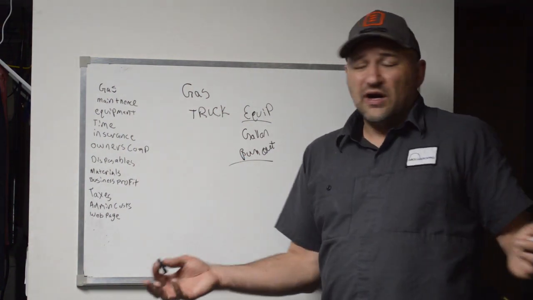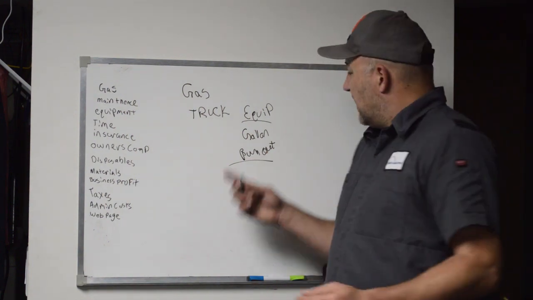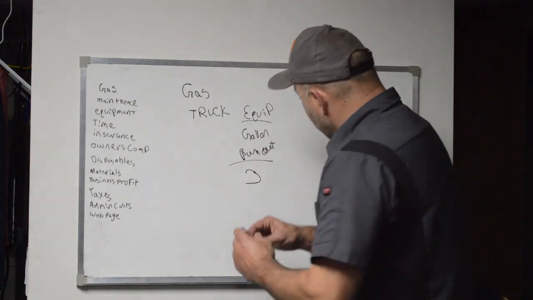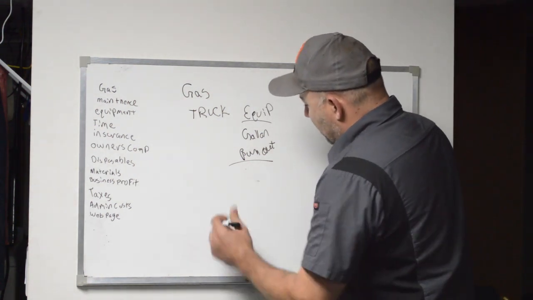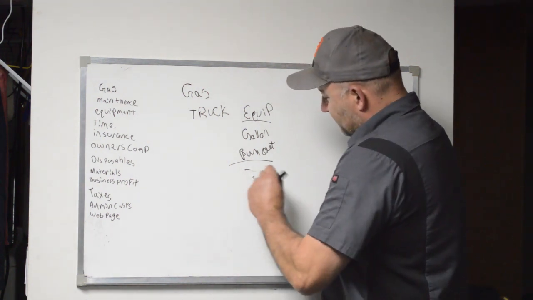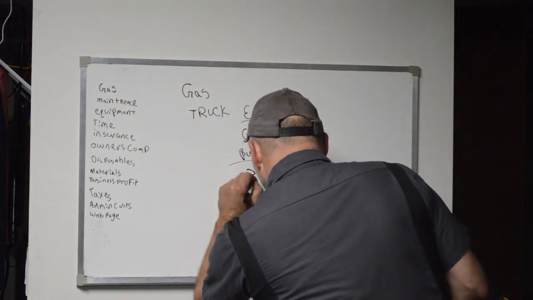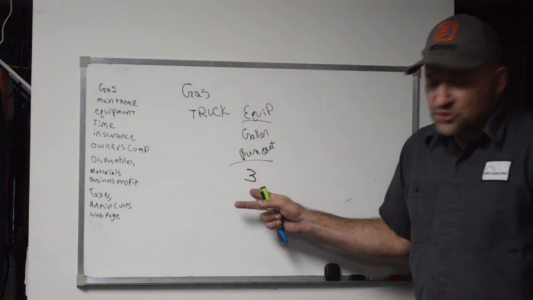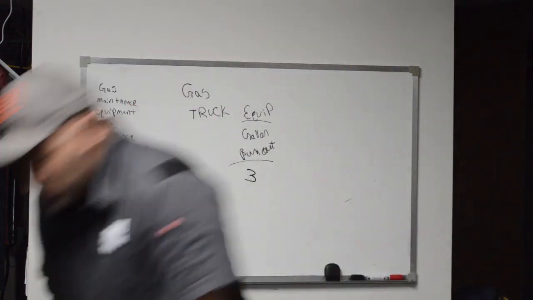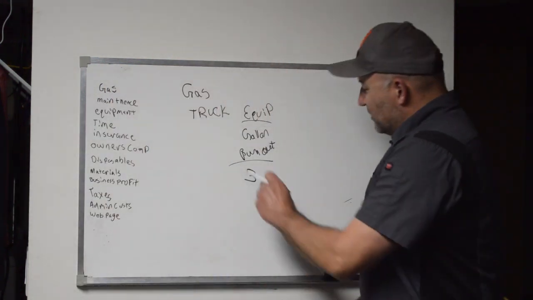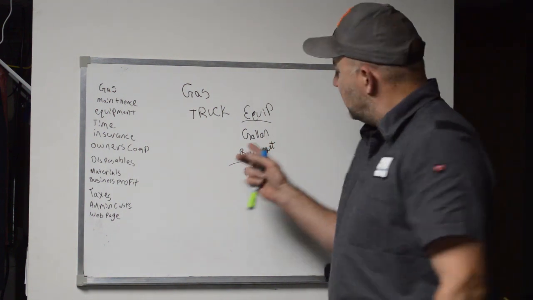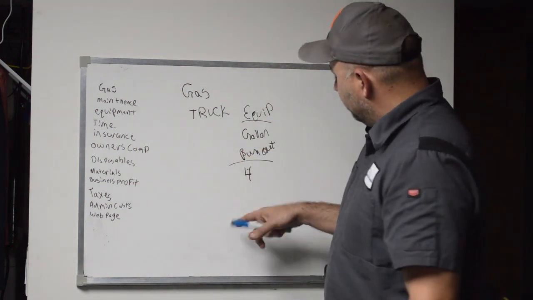So let's say I have a gallon gas tank, and I get to use it on 3 properties. I'm just pulling numbers out of thin air here. Actually, I don't want to do 3. We're going to do 4, because we're going to keep the numbers simple. So I know I'm using a quarter gallon of gas on every single property.